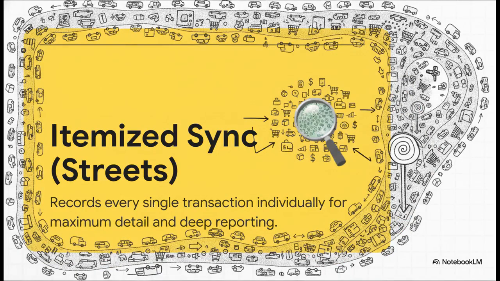Contrast that with Itemized Sync, or what we call city streets. This method takes the opposite approach and records every single transaction individually. You get the maximum possible detail right there inside QuickBooks or Xero, which can be fantastic for deep item-level reporting. But be warned, if you are a high-volume seller, forcing thousands and thousands of individual transactions into your accounting software can create a massive data traffic jam. It'll slow down your system and make reconciliation incredibly tedious.